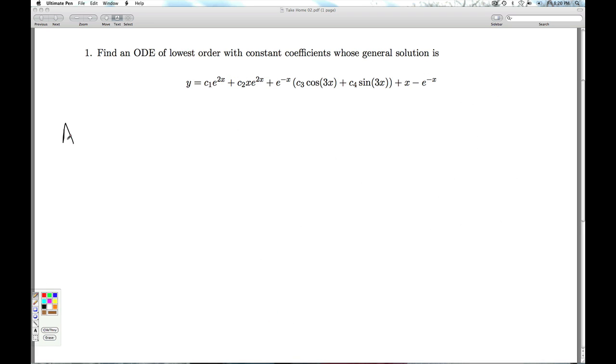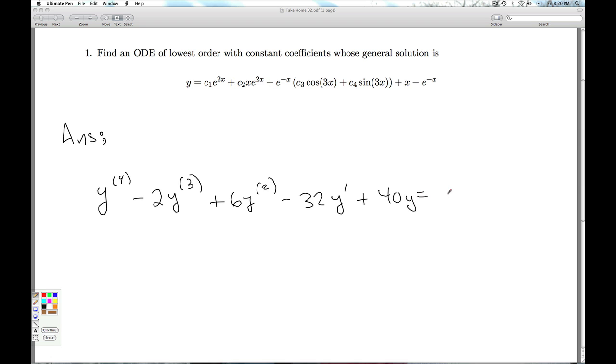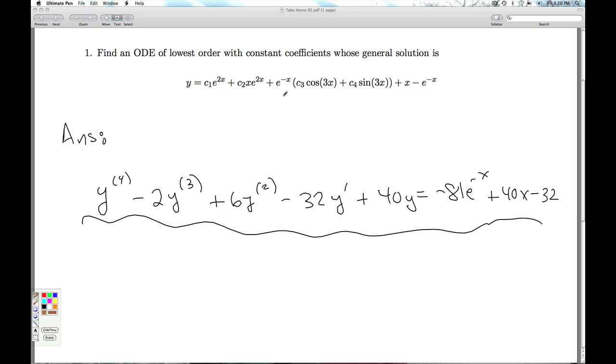So my final answer is the fourth derivative of y minus 2 times the third derivative of y plus 6 times the second derivative of y minus 32y prime plus 40y equals that f of x, negative 81 e to the minus x plus 40x minus 32. And how can we check that? Plug that in and see that it works. And that'll do it for Take Home 2.